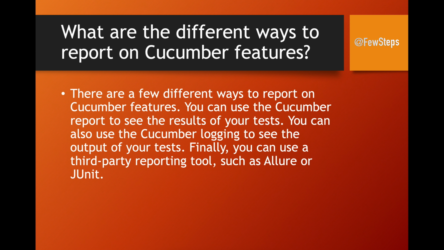Question 10. What are the different ways to report on Cucumber features? There are a few different ways to report on Cucumber features. You can use the Cucumber report to see the results of your tests. You can also use the Cucumber logging to see the output of your tests. Finally, you can use a third-party reporting tool, such as Allure or JUnit.